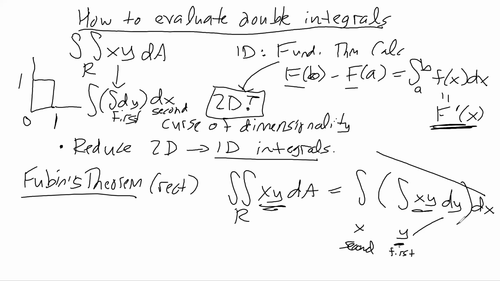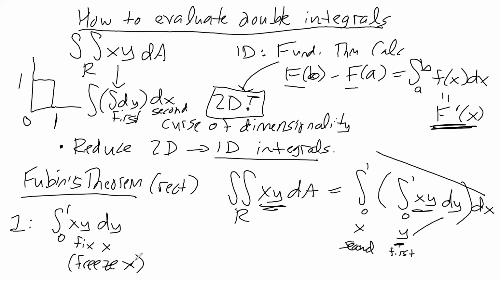So that would mean this first integral here, we put the limits here too. The first integral is fixing x, or you could say freeze. So that means you integrate with respect to y, and x is just a constant. So you can actually factor that out of the y integral, not of the x integral. So this is y dy. We know how to integrate this. This is x times 1/2 y squared, value difference 0 to 1, so that's just a half, right?